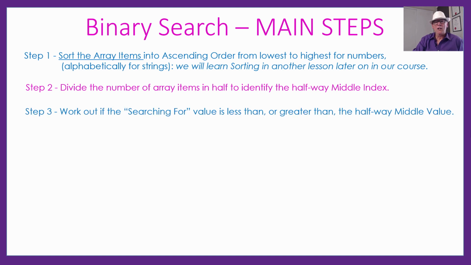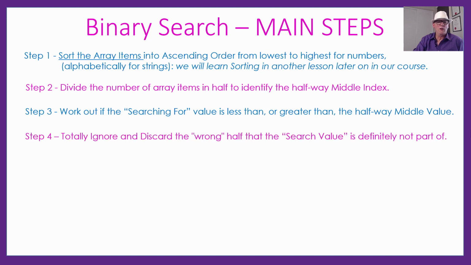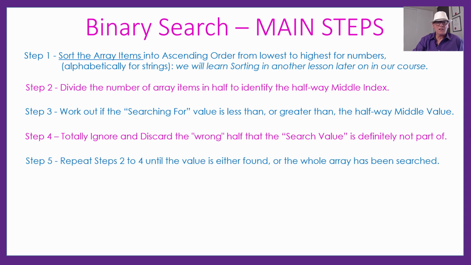Step 3, the search for value, work out if it's less than or greater than that halfway middle value, and then you can work out, okay, there's half of this stuff I can just totally ignore, like when my hat wasn't on that side of the desk, I knew, well, I can forget about that side and concentrate on the other half of the desk to looking for my hat. So you're doing halves by halves by halves and eliminating.